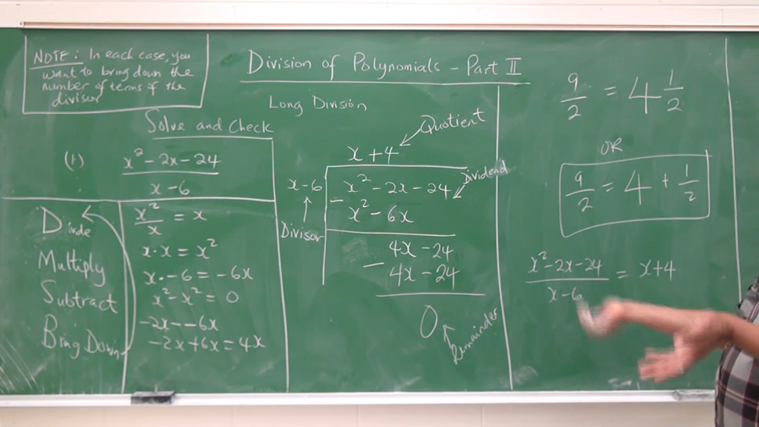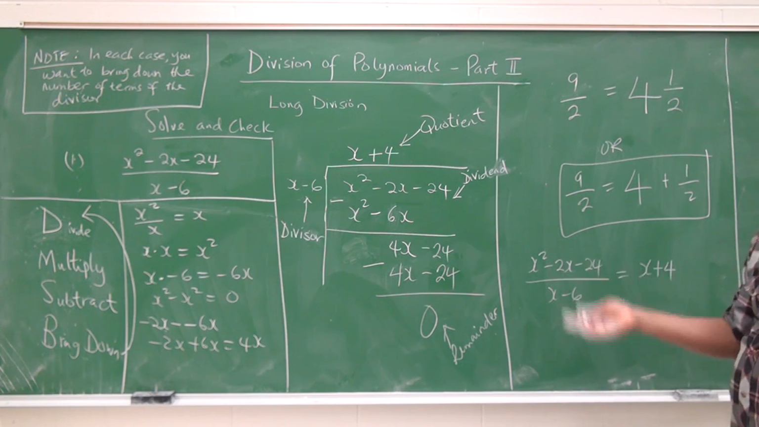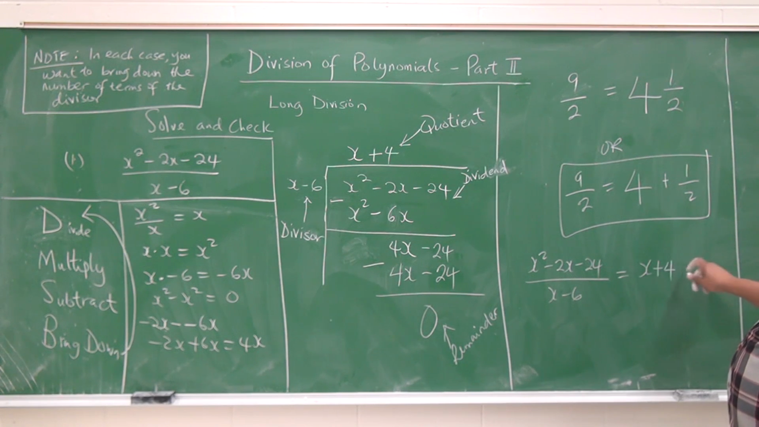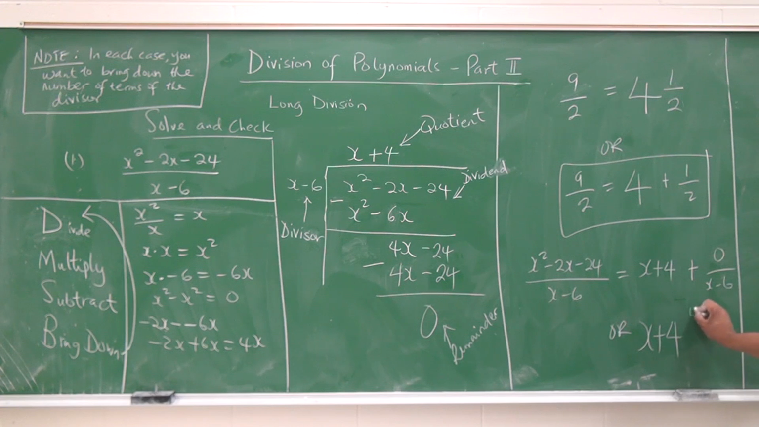Because the remainder is 0, if you have something like 8 divided by 2, you can just say it's 4. But if we had a remainder, we can write x plus 4 plus 0 over x minus 6. That is, you can write it this way. Or another way you can write it is x plus 4 whole number, then 0 over x minus 6. That is if you choose to write it the first way. But this is the way that most people prefer.